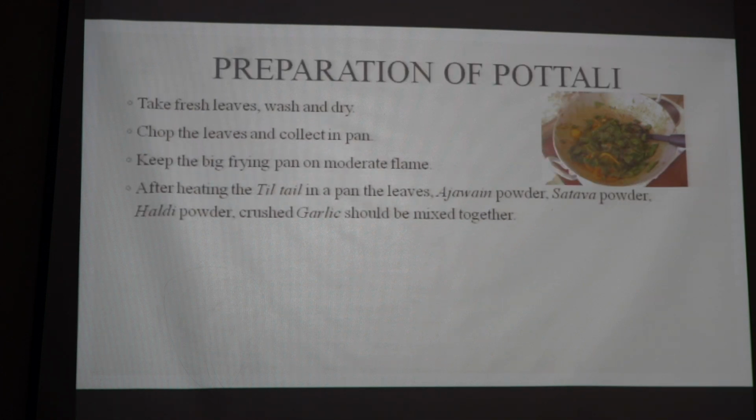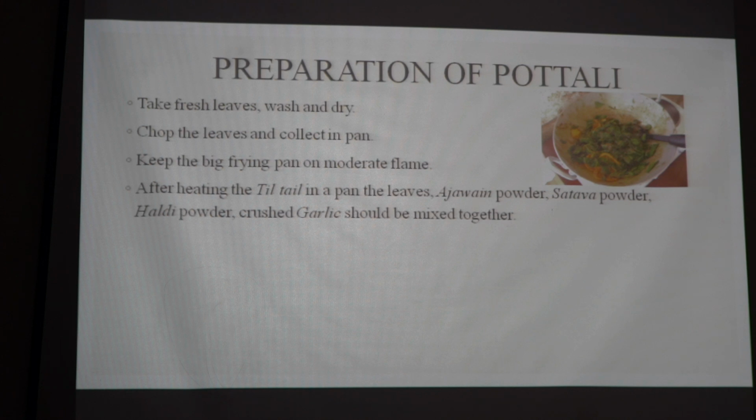Preparation of the potli. Take fresh leaves, wash and dry. Chop the leaves and collect in the pan. Keep the big frying pan on a moderate flame. After heating the til in the pan, the leaves, ajwain powder, shatava powder, haldi powder and crushed garlic should be mixed together.